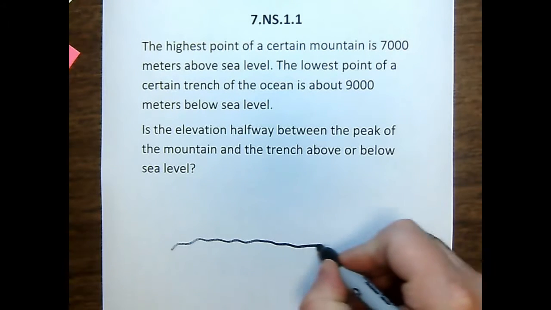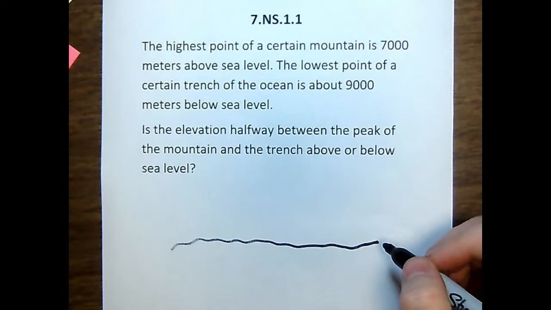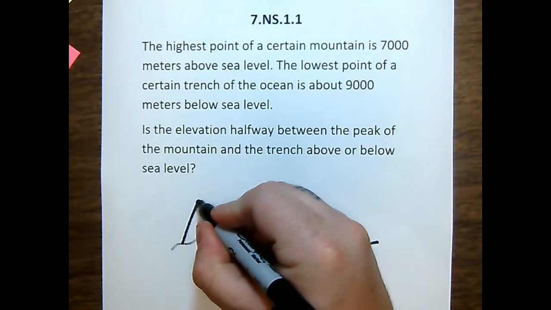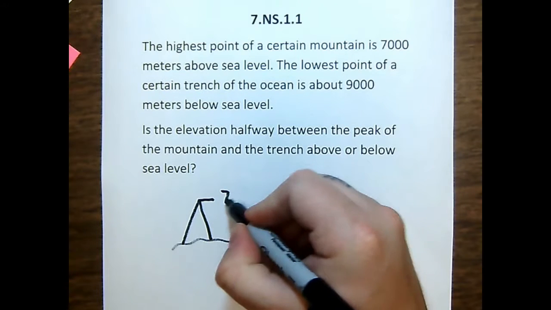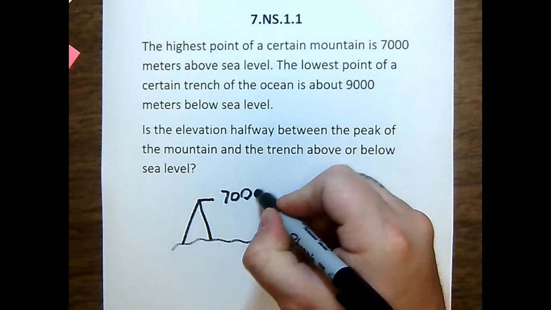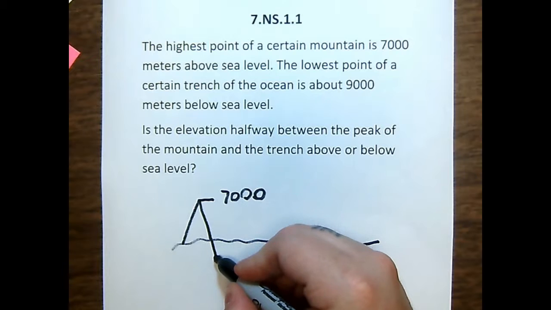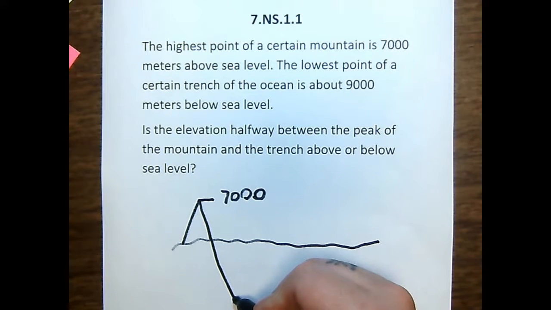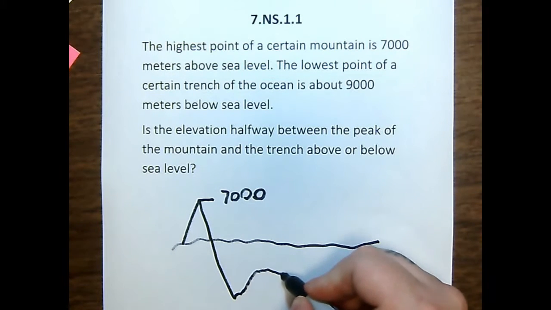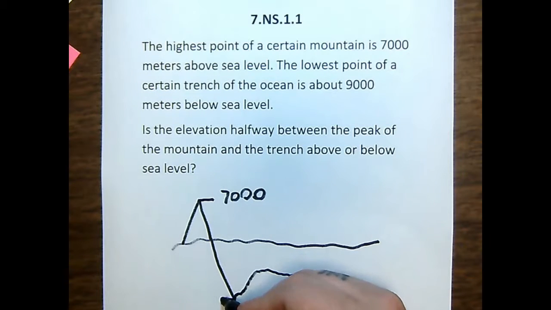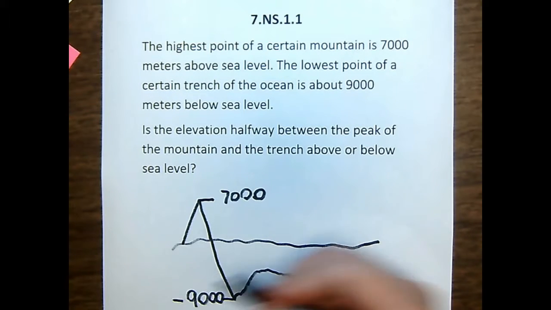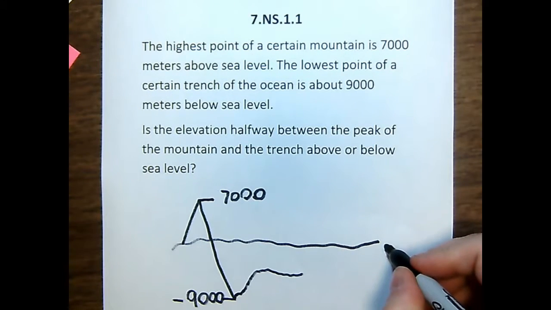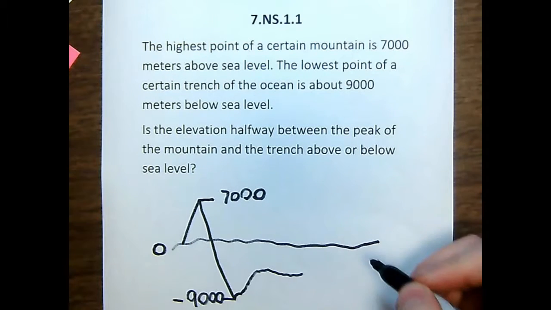We'll draw our little sea level there, and we're going to have a mountain here, and we know the highest point of the mountain will be 7,000. Okay, and then we have a trench, which is just like a valley. So there's a valley at the bottom of the sea level, and we'll say that is going to be at 9,000 below, or a negative 9,000. And this is sea level at 0.